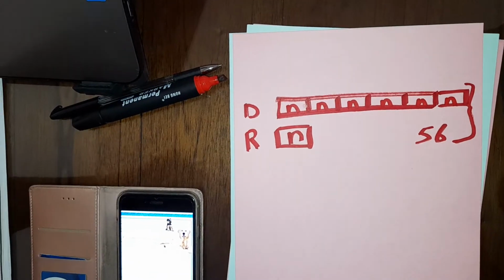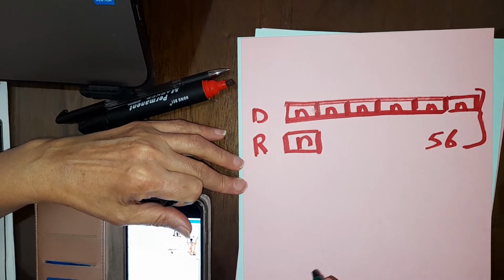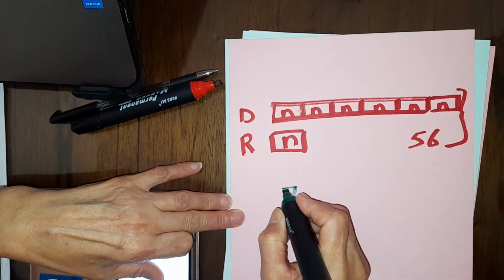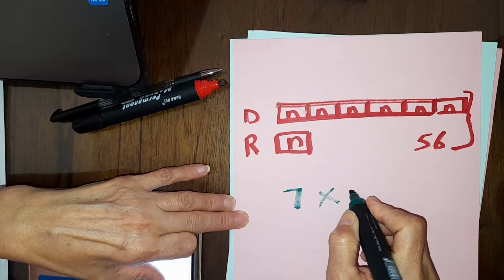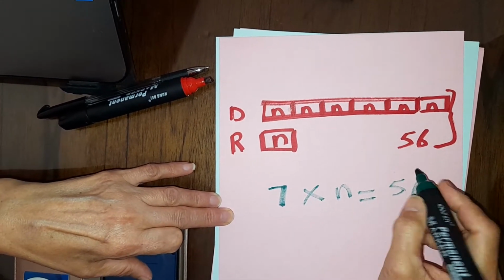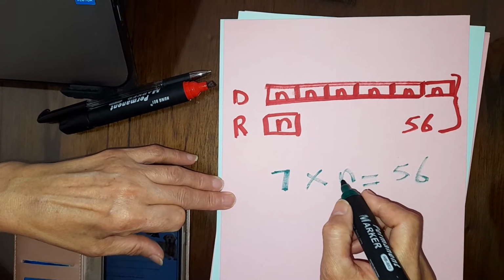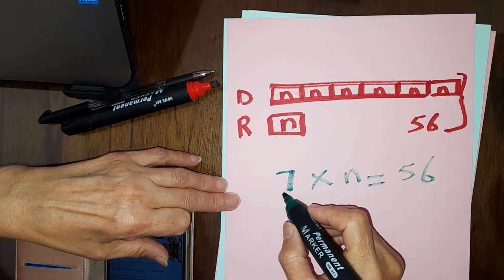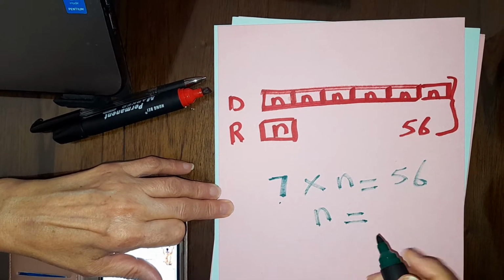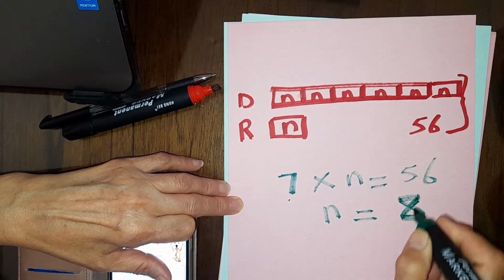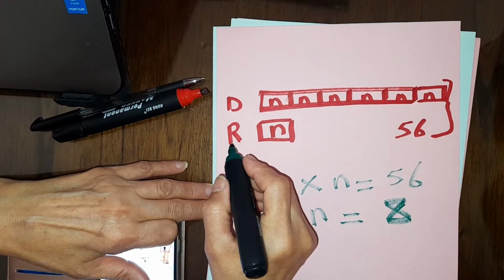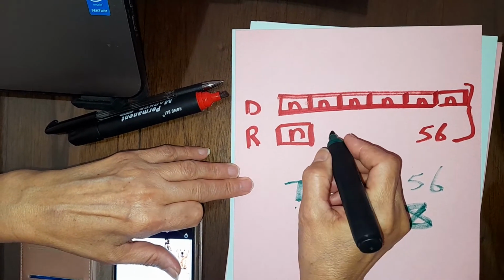Now, what will I say? I will write a multiplication sentence. How many boxes do we use? 7. So 7 boxes times n gives the answer 56. Can I find the value of n? Yes. What number do you multiply by 7 to get 56? n will be 8 pounds. So the rabbit's weight is 8.